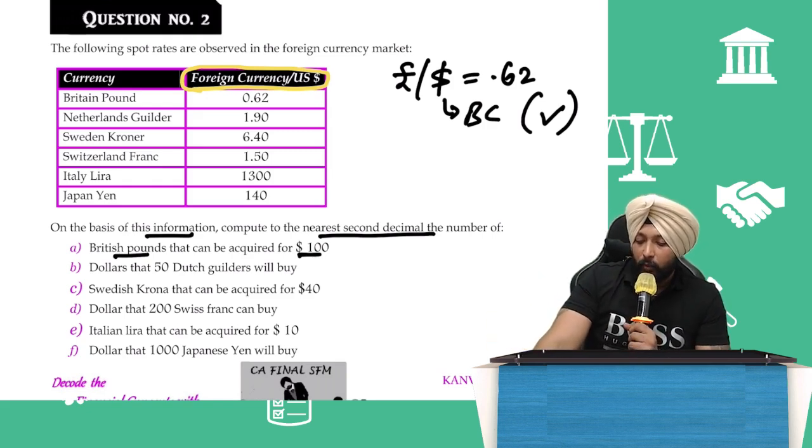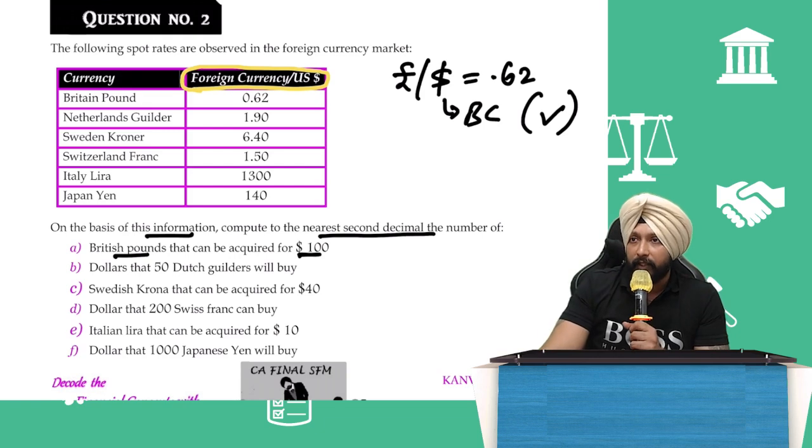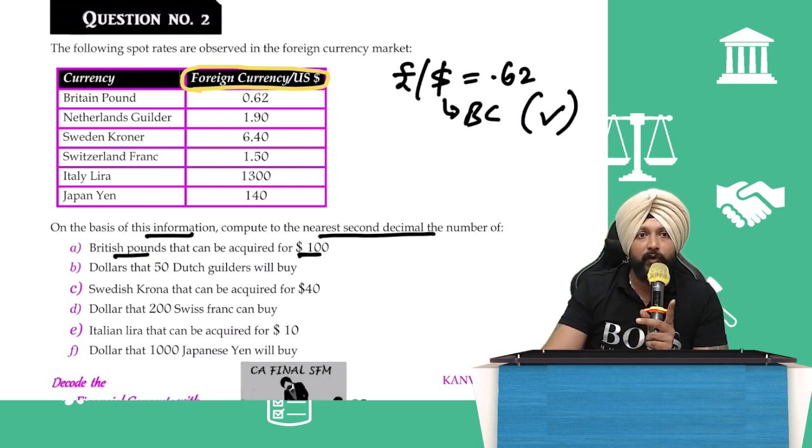Italian lira that can be acquired for $10. Again, dollar is given. We need Italian lira. Multiply. And last case, dollar that 1,000 Japanese yen will buy. Yen is a price currency. I need the answer in base currency, so I have to divide.